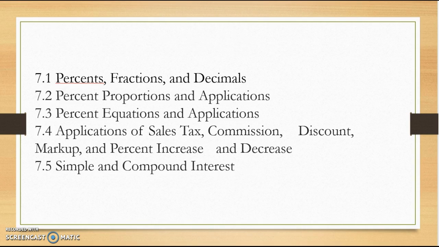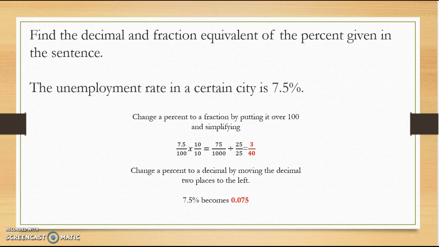Chapter 7 is where we get into percents, fractions, and decimals. So being able to convert between all of those is going to be very important. So here's an example of that. We have an unemployment rate of 7.5%. We want to change it to a decimal and a fraction.